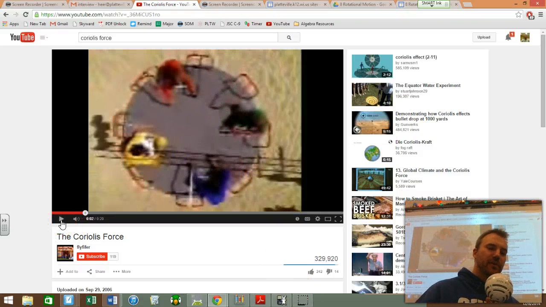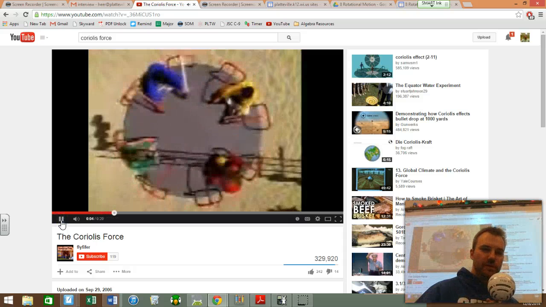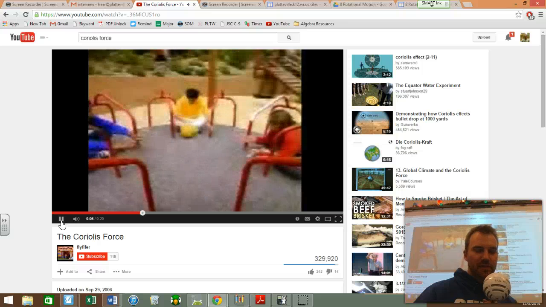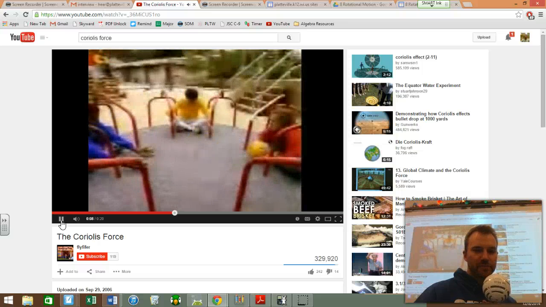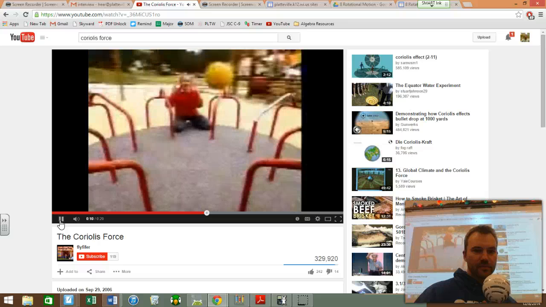So these are kids on a merry-go-round, and what they're doing is they're just rolling a ball back and forth. From this above view, see how the ball goes straight? Sitting on it, the ball appears to curve to the left. This exemplifies the Coriolis force.